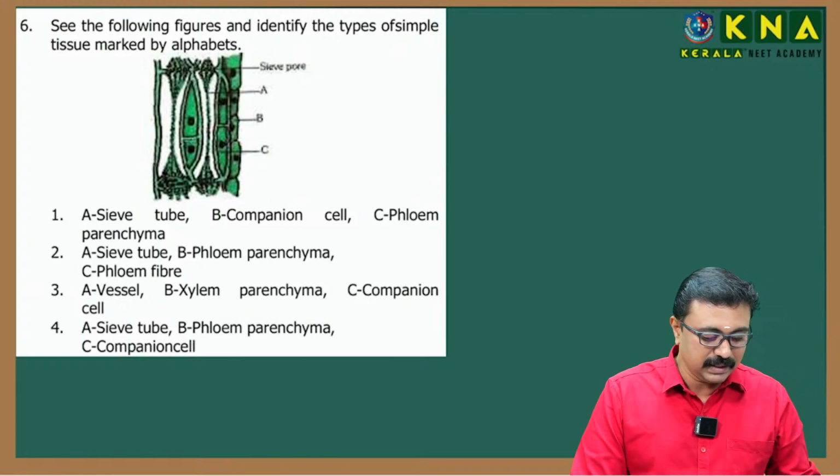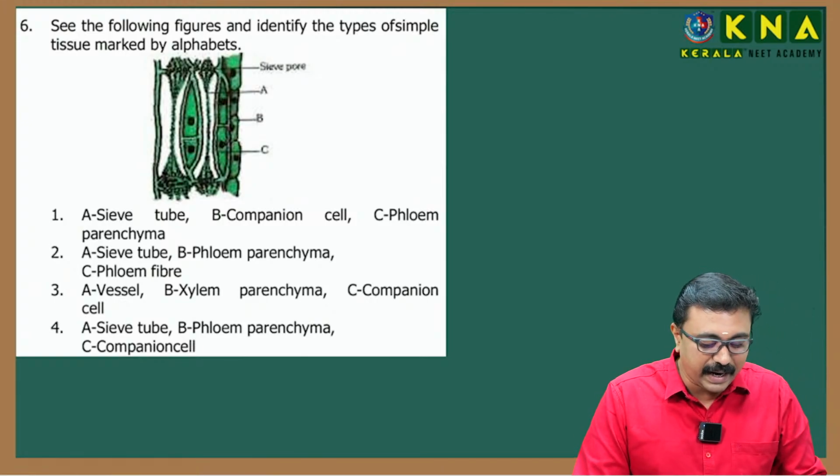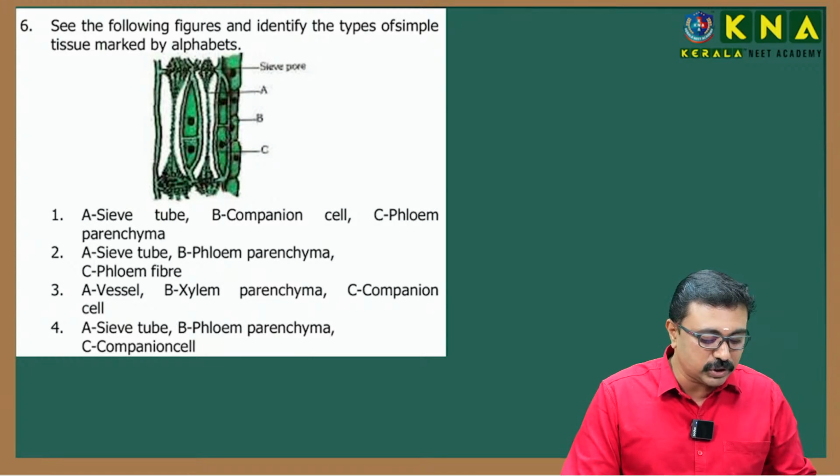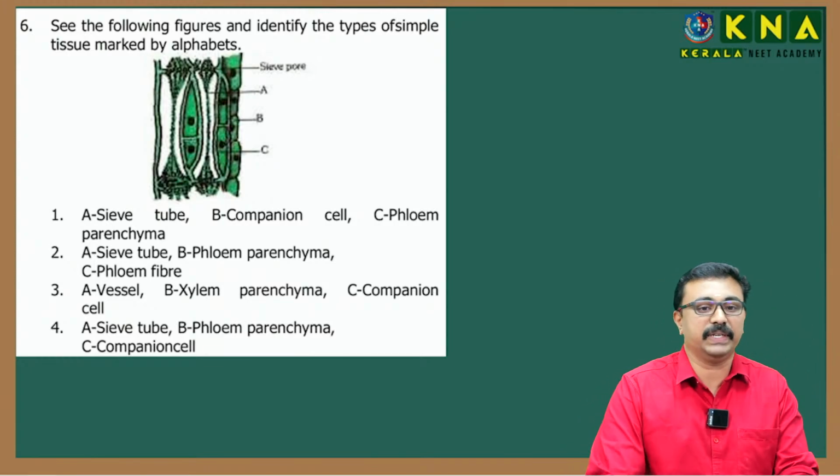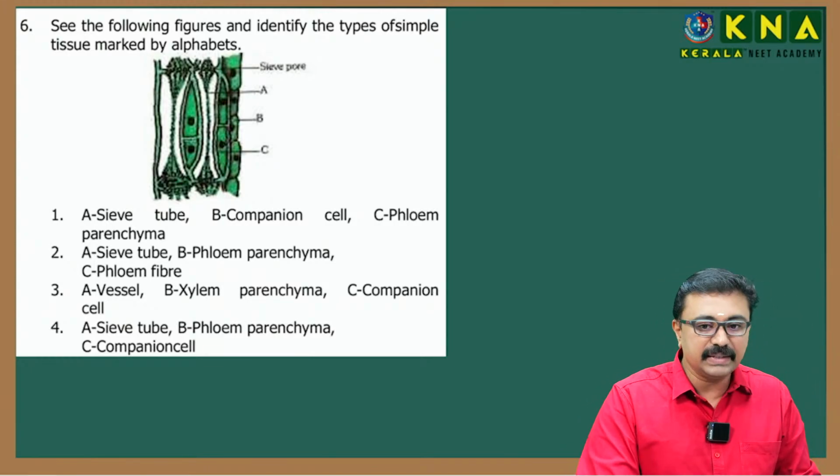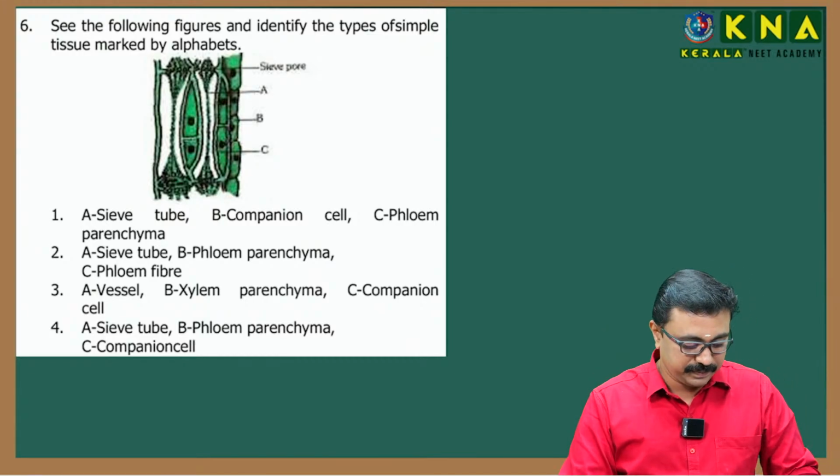Okay, question number 6. See the following figures and identify the type of simple tissue marked by alphabet. Here you can see A, B, C. Can you answer the question?